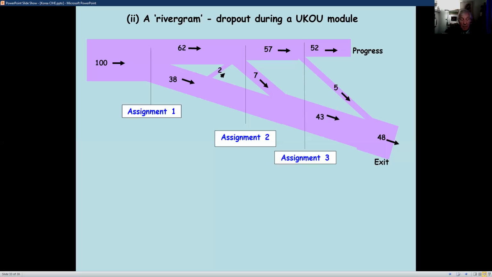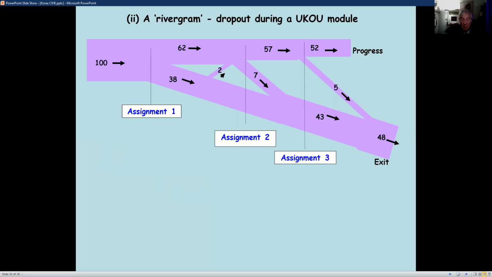Most drop out at the first assignment. A few skip that assignment, apparently about 2, and come back to the second assignment, but only very few. So you can see how critical that first assignment is. There is more dropout at each successive assignment because overall dropout on this module is nearly 50%. So if you know the critical points at which students drop out of a module, you can begin to try to understand why.